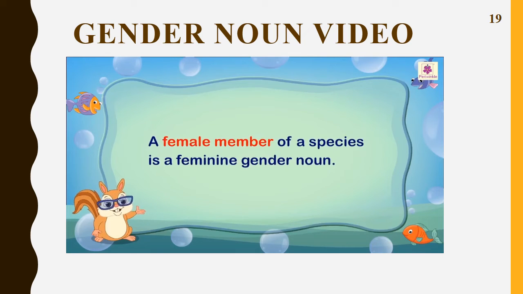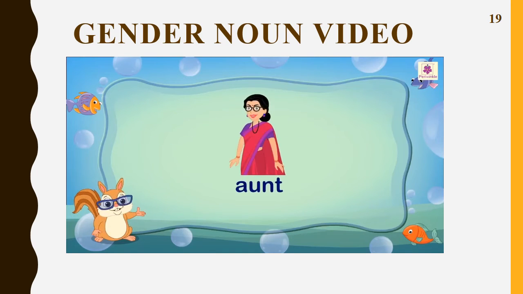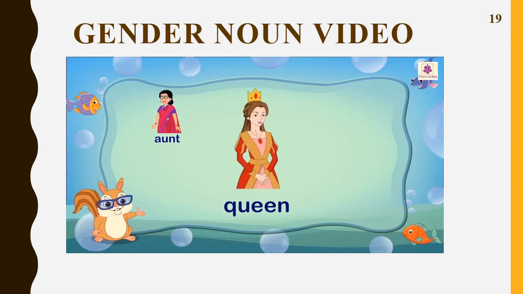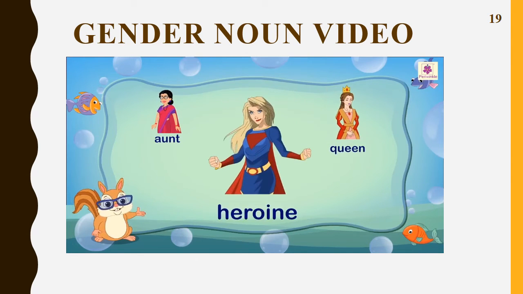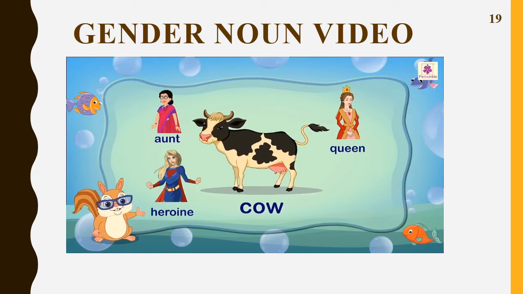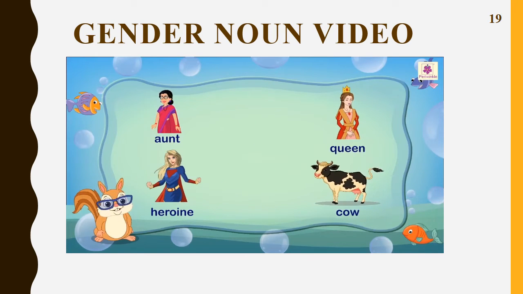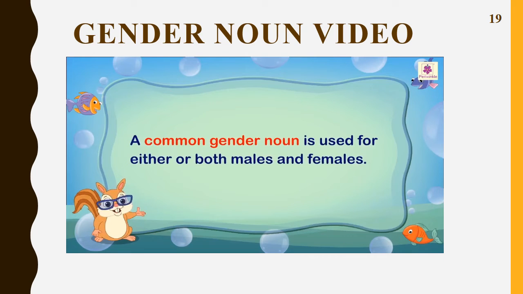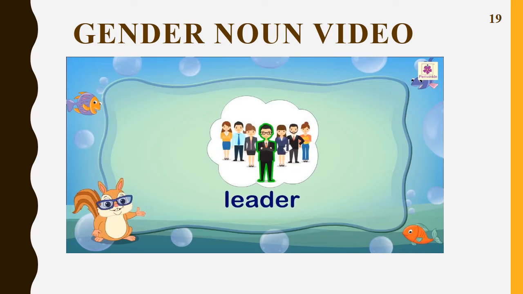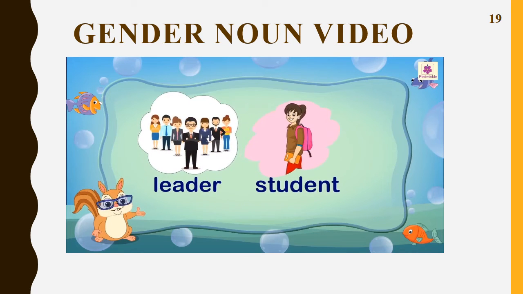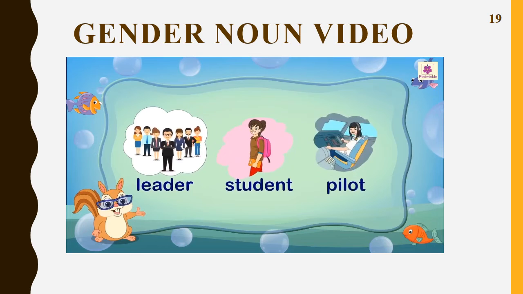A female member of a species is a feminine gender noun. For example, aunt, queen, heroine, cow, etc. A common gender noun is used for either or both males and females. For example, leader, student, pilot, etc.